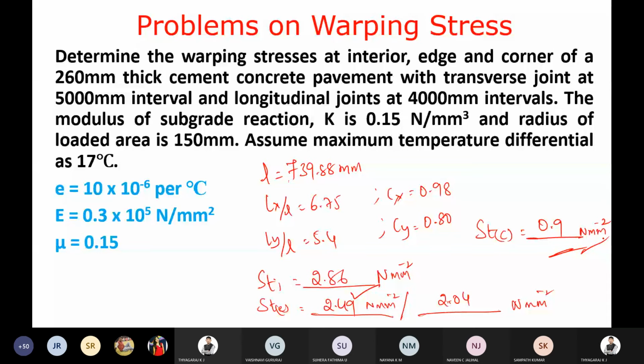Completed? Doing, sir. Okay. So check whether the answers are correct or not. Stress at interior region is 2.86. Stress at edge is 2.49. Stress at corner is 0.9. Newton per mm square.